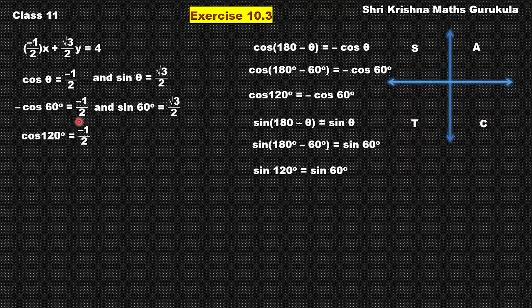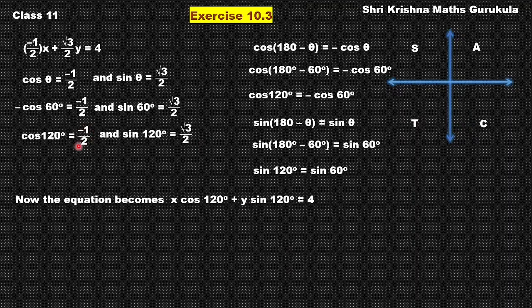Clear? Yes. So cos 120 is equal to minus half and sin 120 is equal to root 3 by 2. Now we will replace this minus half here by cos 120 and we'll replace this root 3 by 2 by sin 120 so that we can express it in the normal form, which is x cos 120 plus y sin 120 is equal to 4. So this is the normal form of equation of the line.